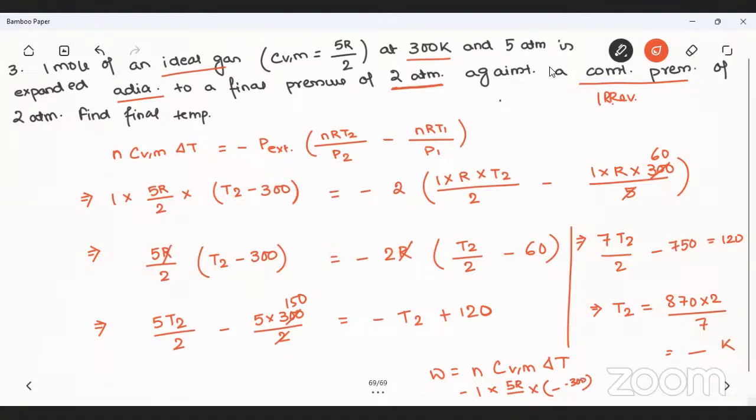So is this sum clear? Is this sum clear? Yes, yes ma'am. Good, good.